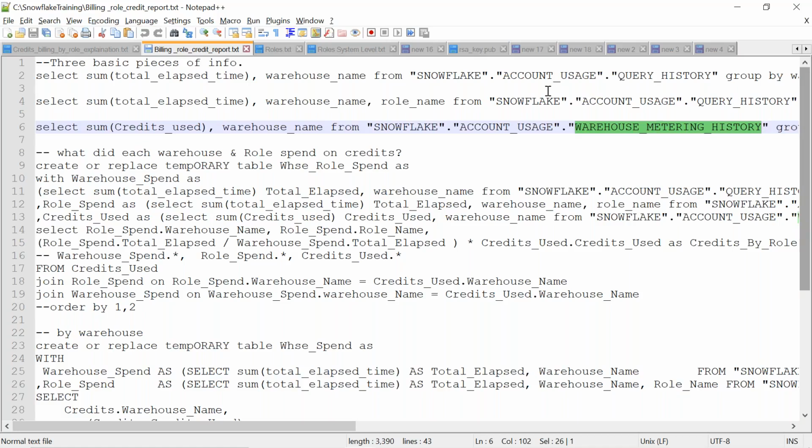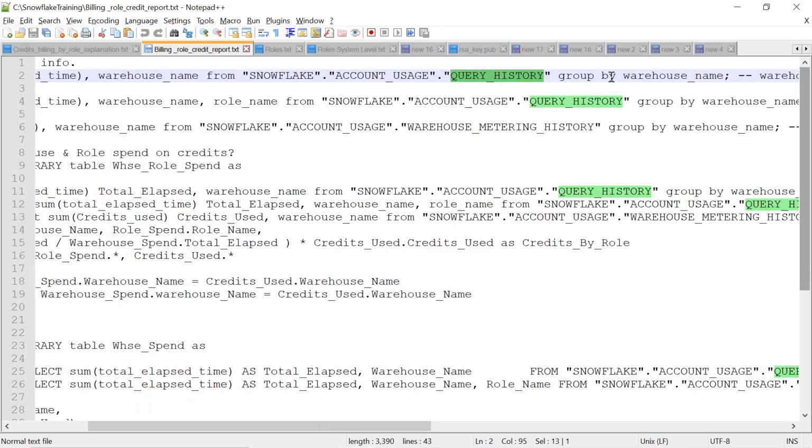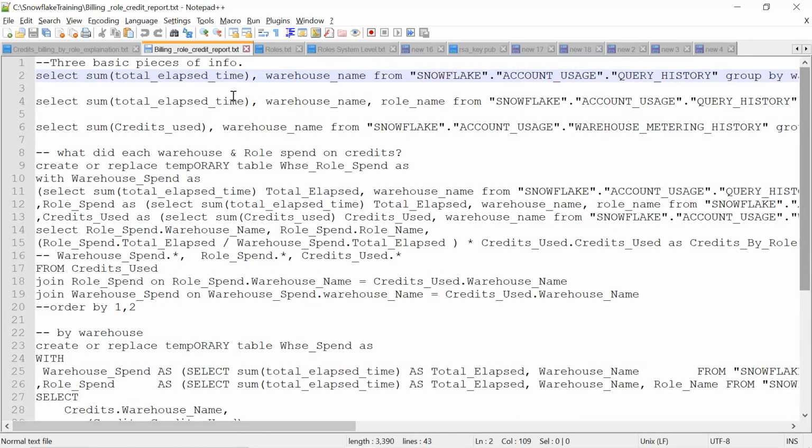Okay, and then the first thing I'm trying to do is sum of total elapsed time. How many queries have been run in my query history, group by warehouse name. So for a particular warehouse, I'm trying to see what are all the queries that have been run.